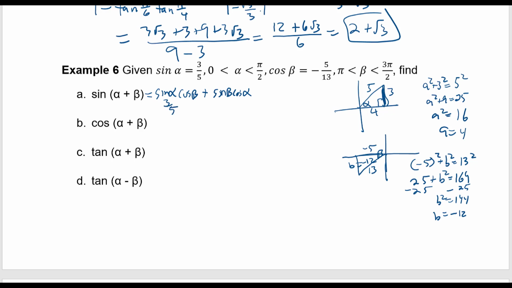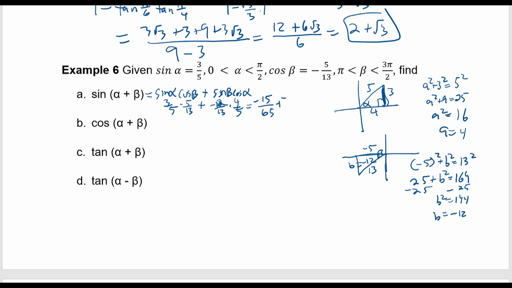Cosine of beta, we know that is negative 5/13. And then we have plus sine of beta, which is negative 12/13, times cosine alpha, which is 4/5. And so we'll have negative 15 over 65. Then plus negative, that's 12 times 4.